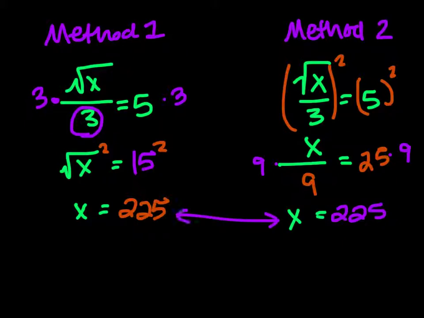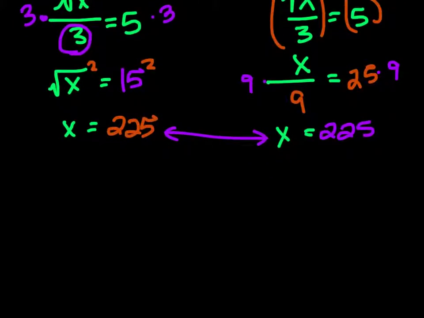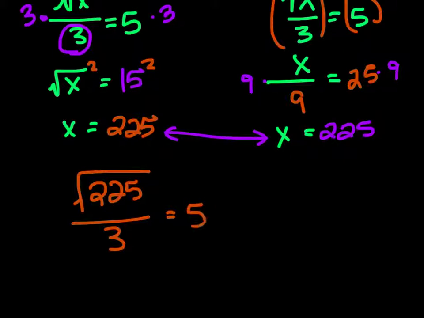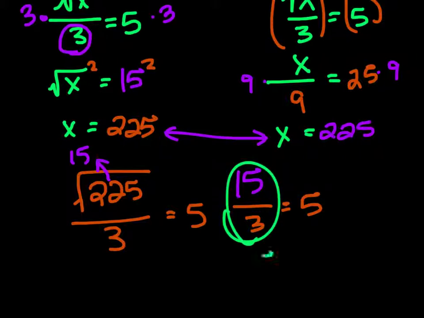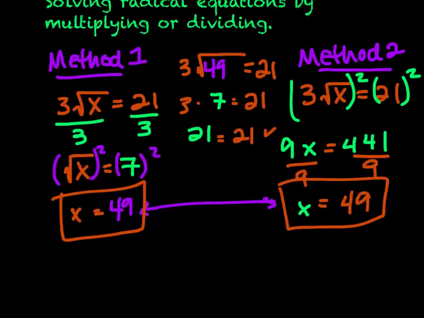Same answer. Last but not least, we should check our work, so we get 225, square root of 225 divided by 3 is equal to 5. So the square root of 225 is 15, so we have 15 divided by 3, which is equal to 5. If we did that math right there, we get 5 is equal to 5. Checks out, it's totally set and ready to go, so we've solved that equation.